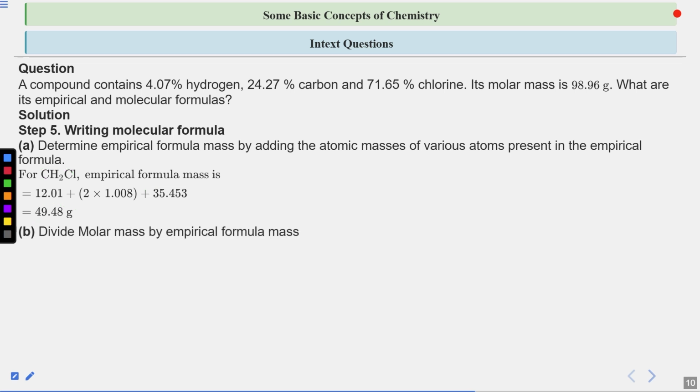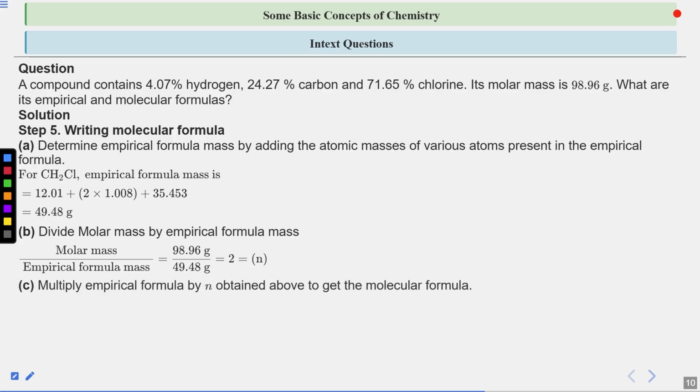Now we are given the value of 98.96 as the molar mass. Divide 98.96 by the empirical formula mass that you got and get the value of n. Now multiply each of this with 2. It's very easy. So it was our initial empirical formula CH2Cl. Just multiply this 2 with each of these counts.